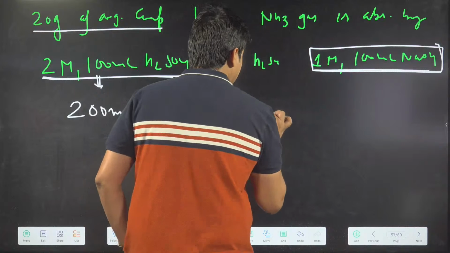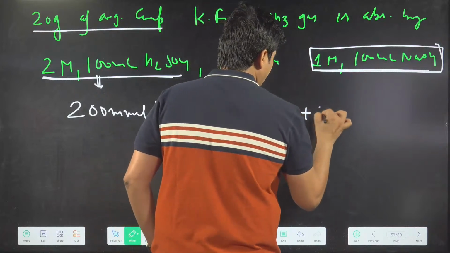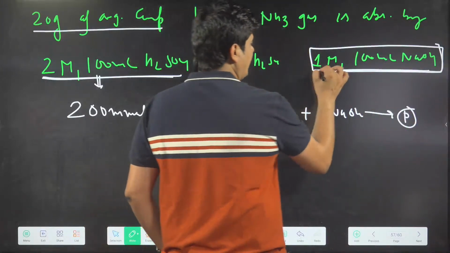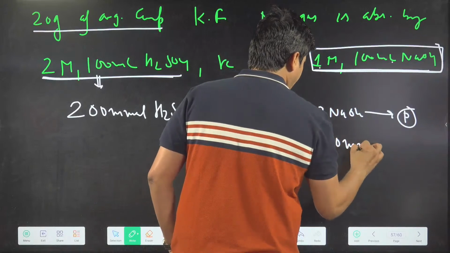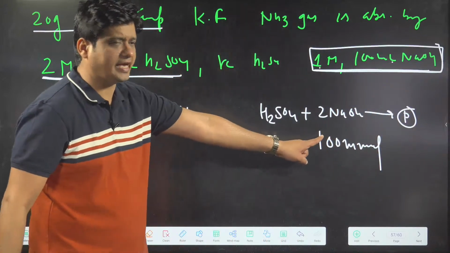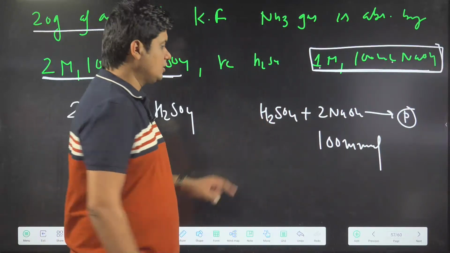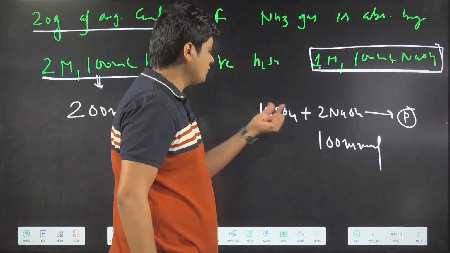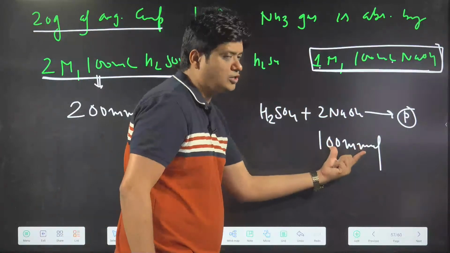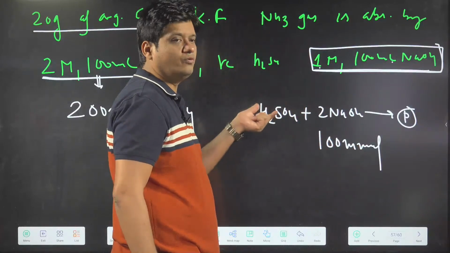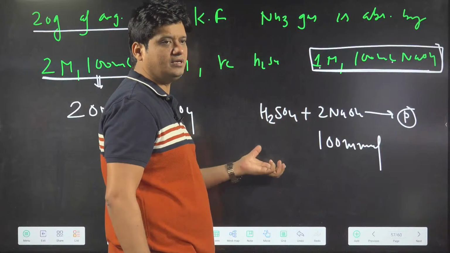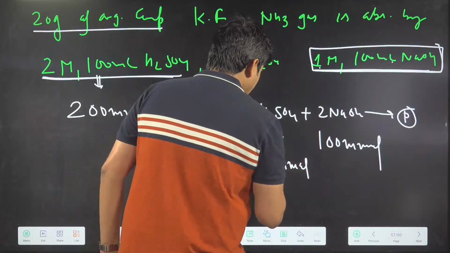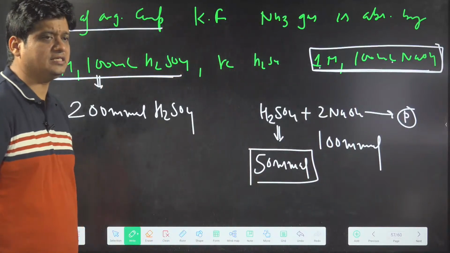So write the balanced reaction of sulfuric acid and NaOH: H2SO4 plus 2 NaOH gives product. I am not writing the product. So 1 into 100 is 100 millimole of NaOH, which is actually reacting with sulfuric acid. Now you can easily find the sulfuric acid by balancing. 2 moles of NaOH means 1 mole of sulfuric acid. So 100 millimoles of NaOH means 50 millimole, half of 100. So sulfuric acid is 50 millimole. This 50 millimole of sulfuric acid is left.